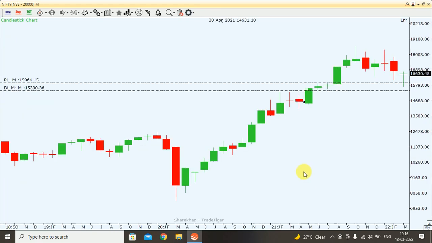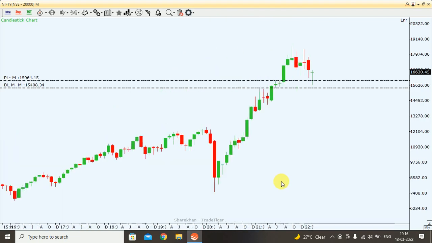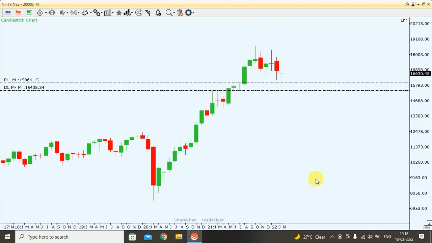because you can see here, because it is reacting from the monthly demand zone. That is the main point, right? So this is the analysis of Nifty.